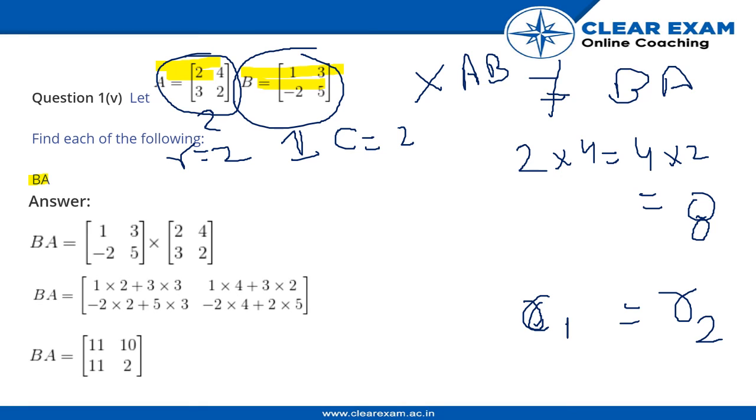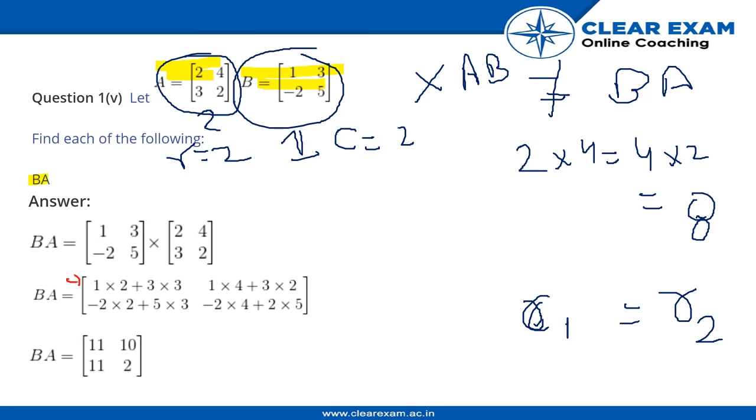As I earlier told you, in matrix multiplication we move horizontally in the first matrix and vertically in the second matrix. Now to find the first element, that is this one, we multiply 1 with 2 and 3 with 3. I hope you are getting it. For the second element, this one, we multiply 1 with 4 and 3 with 2. Now let me erase this part so that I can show you how to find the third term and the fourth term.